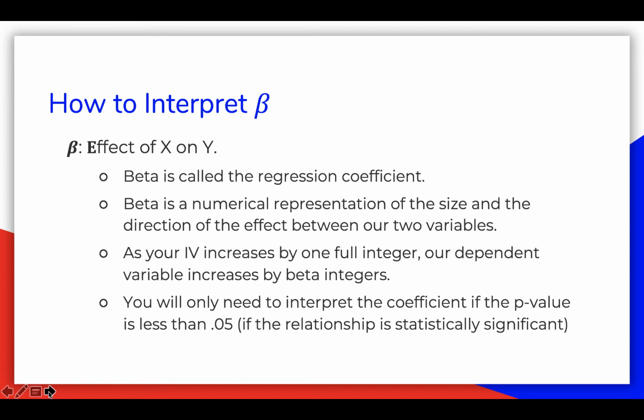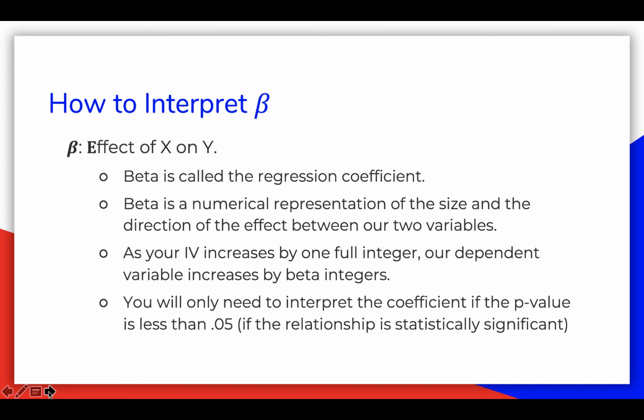So how do you interpret beta? This is typically the primary thing that we're going to be interpreting. Beta is called the regression coefficient. I may either call it beta or the coefficient. It is a numerical representation of the size and direction of the effect between our two variables. So as our independent variable increases by one full integer, our dependent variable will increase by beta integers. Whatever number that beta or coefficient is, that's how much our dependent variable is going to increase.